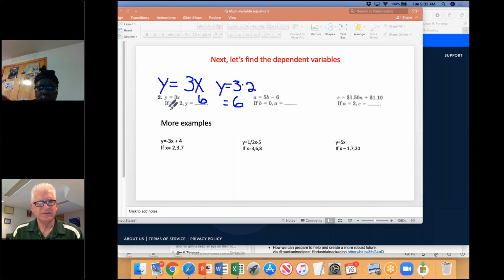So we have an equation with two variables, y equals 3x. If we plug in 2 for the x, we end up multiplying 3 times 2 and getting y. So the answer is for every time x equals 2, y equals 6. Okay? Move on to the next one.